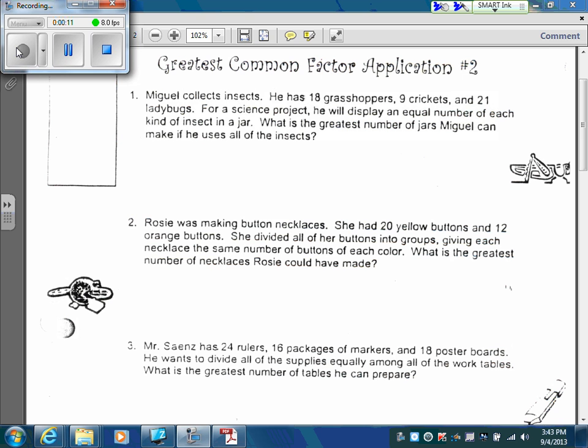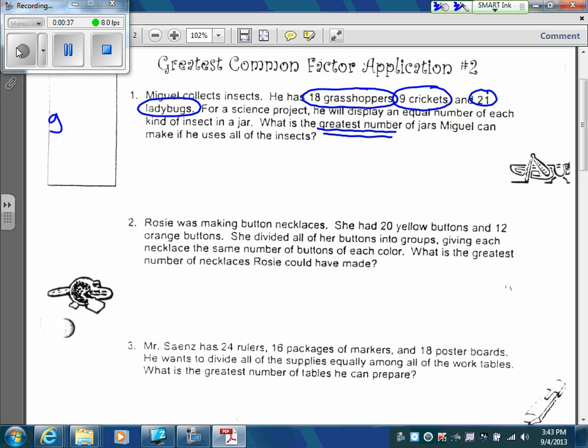Miguel collects insects. He has 18 grasshoppers. That's important, so we're going to circle it or underline it. 9 crickets. That's important. And 21 ladybugs. That's also important. For a science project, he will display an equal number of each kind of insect in a jar. What is the greatest number of jars Miguel can make? Greatest number is going to be our keyword for GCF. So I put that over here in our keyword area.